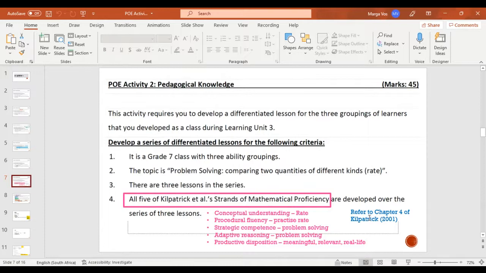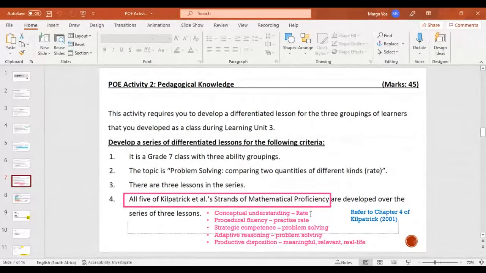If you remember, those will be conceptual understanding: the concept rate, what is it? In other words, you could do this in your intro phase to establish what your learners' prior knowledge is about rate, and then you can also introduce what rate is.